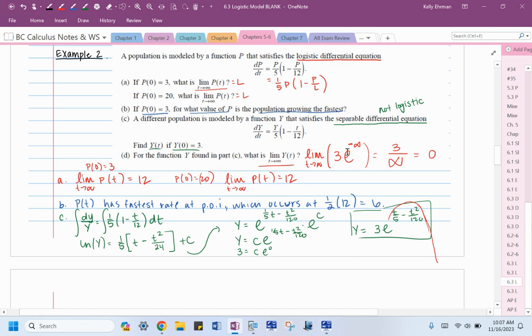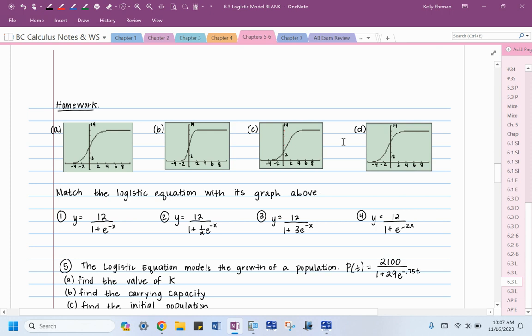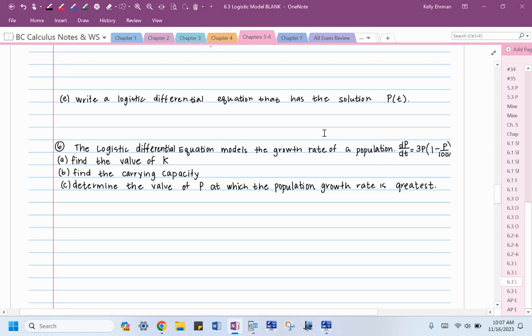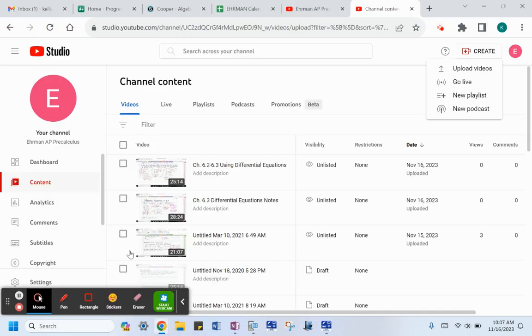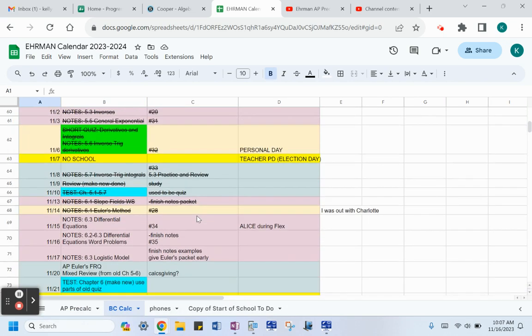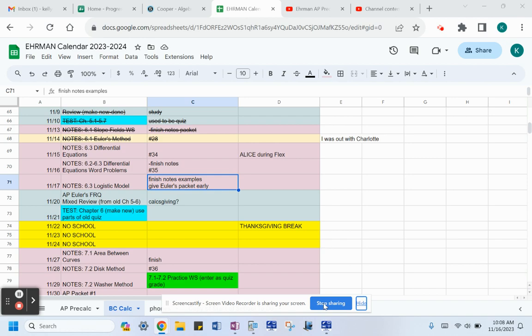All right, the homework for tonight is to work on these problems. This is just kind of practice with a little bit of logistic problems. I'm not checking this, it's just practice. And I think we also have homework. Homework is finishing or working on Euler's packet early if you want to. Otherwise, we're doing that in class on Monday. All right, that's it for this set of notes. Come see me if you have questions.